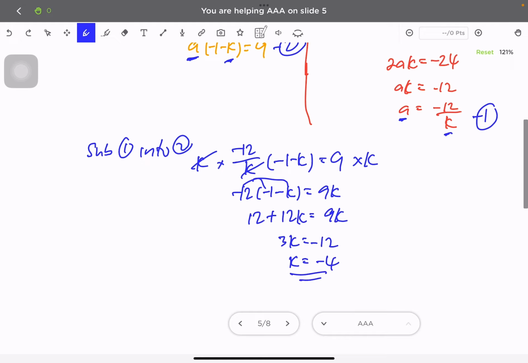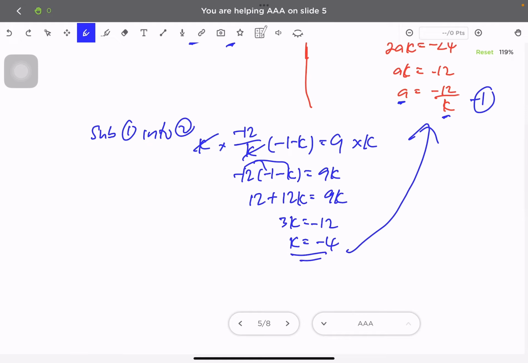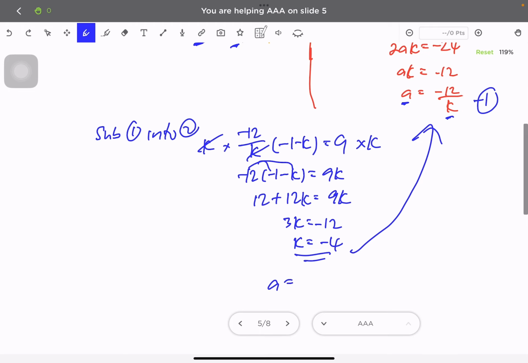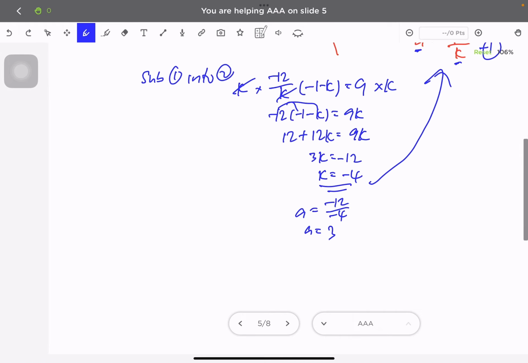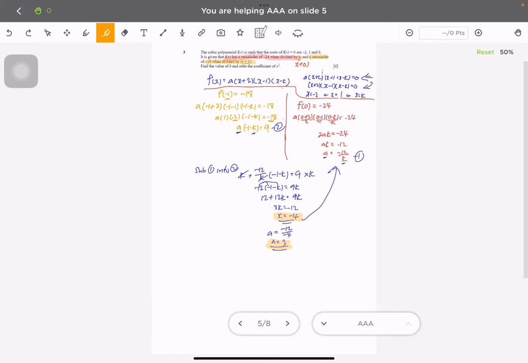Once I know k equals minus 4, I can sub in here already, right? So a will be equal to minus 12 over minus 4. Okay, a will be equal to 3. Please do not write equals here. One equation only has one equal sign, one line only has one equal. So I have k equals minus 4 and a equals 3. That's the answer.